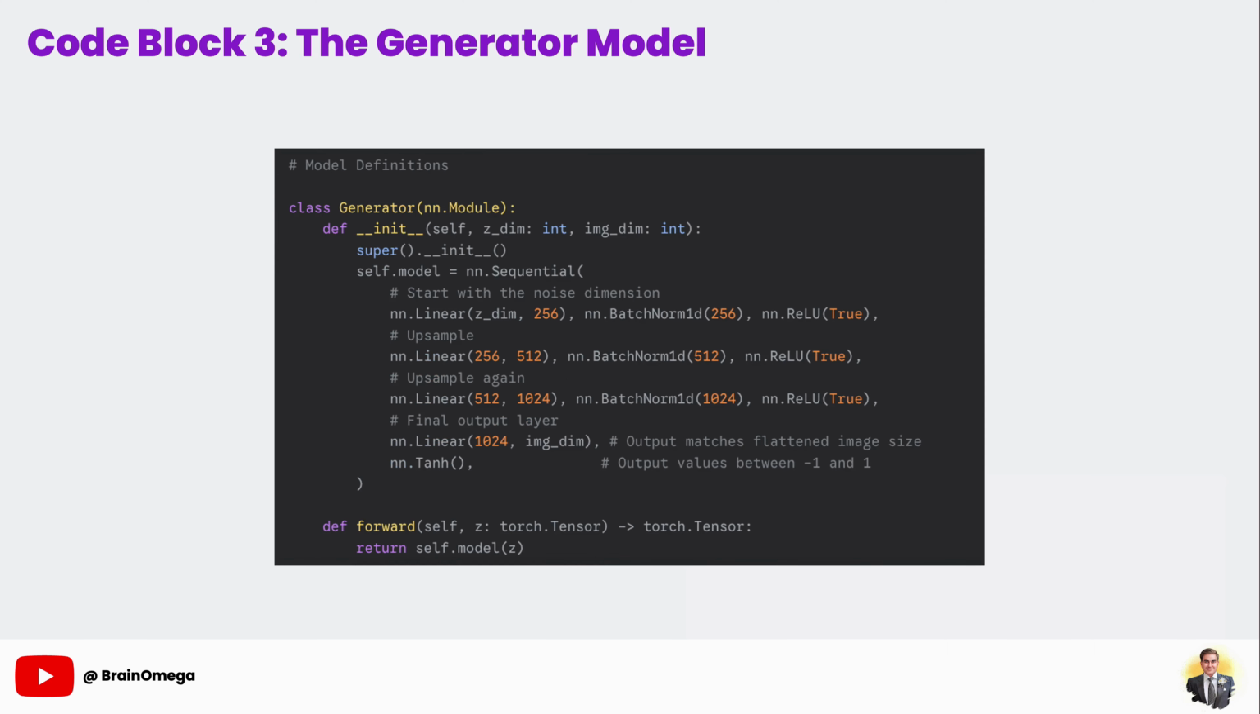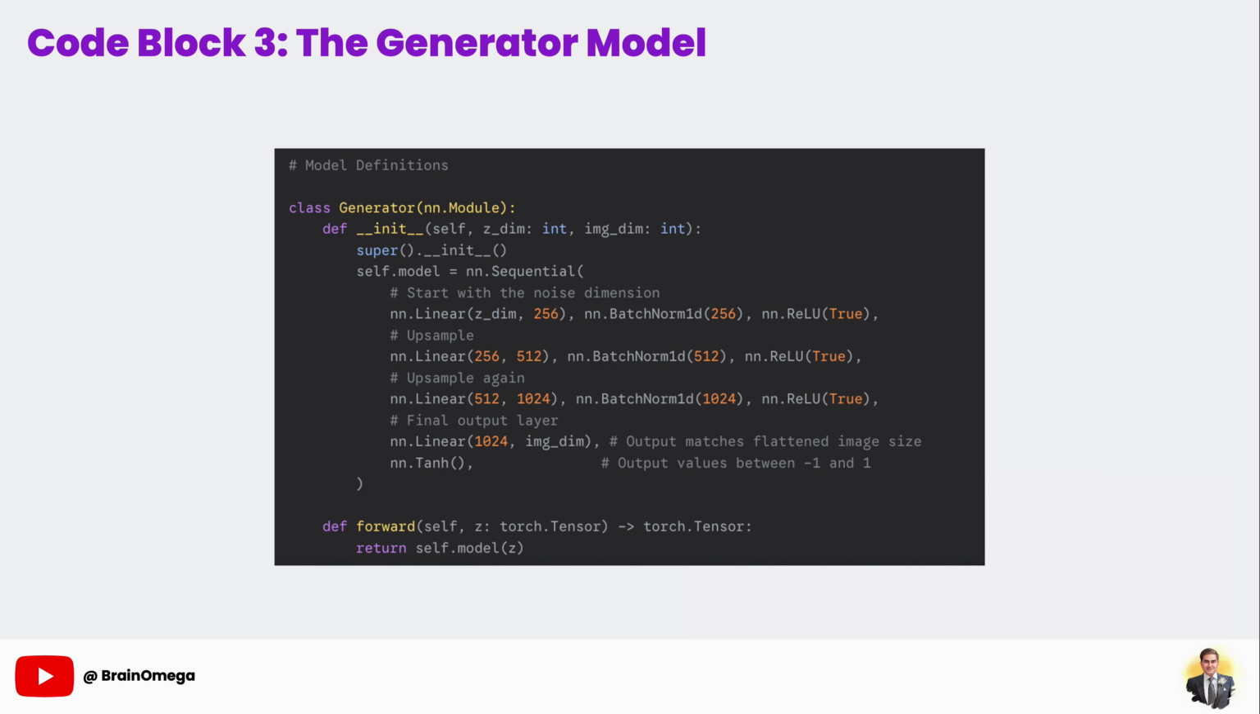Now for our first major player, the generator. Remember, this is our art forger. Its mission is to take a simple 100-dimensional random noise vector and transform it into a complex 784-dimensional vector that represents a 28 by 28 pixel image. So, how does it do that? We're using an nn.Sequential model, which is like an assembly line for data. The noise vector z goes in one end and the image comes out the other.